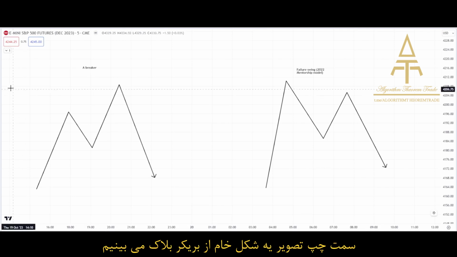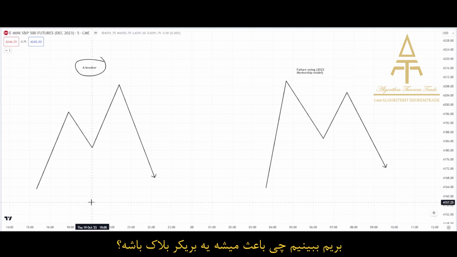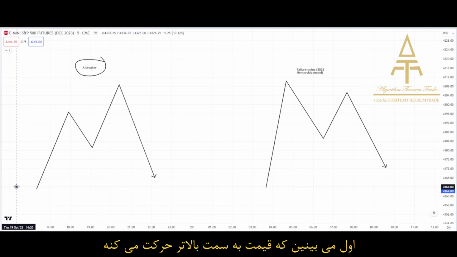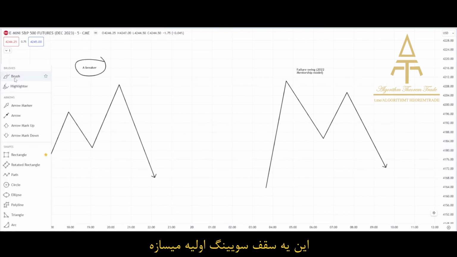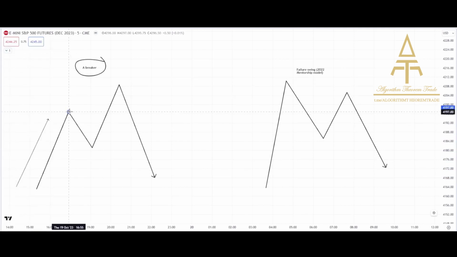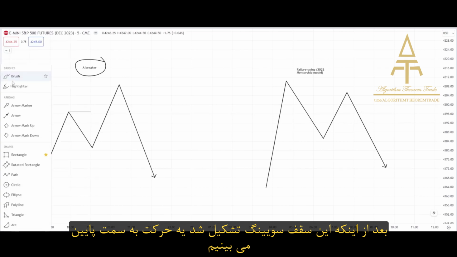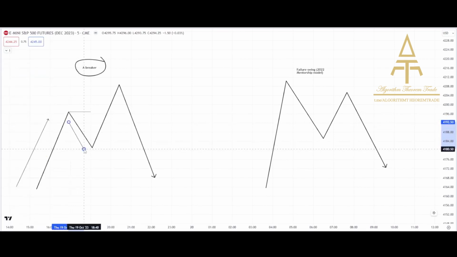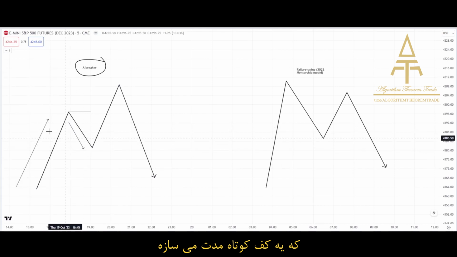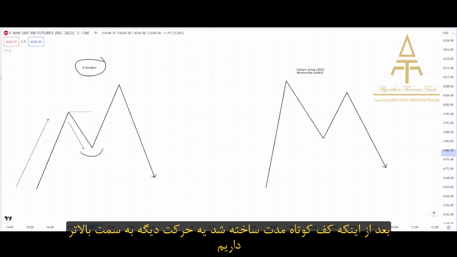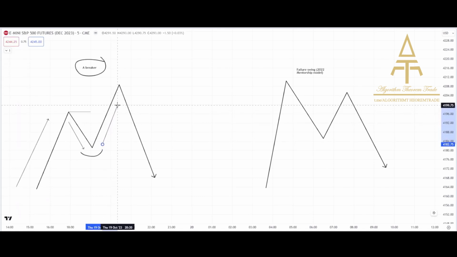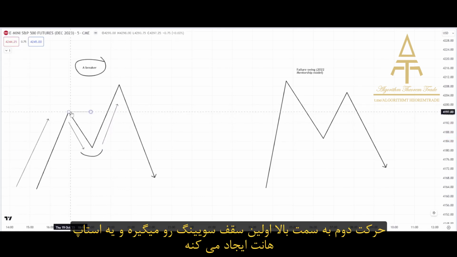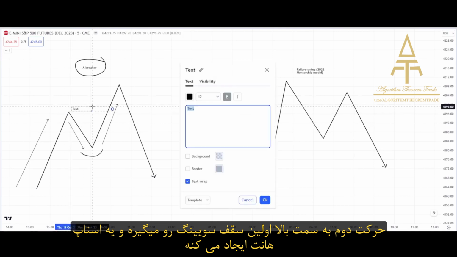On the left side of the screen, you can see a crude depiction of a breaker. Let's walk through what makes this a breaker. First, you can see that price makes a move higher. There is an initial swing high that is created. After that swing high is created, we see a move lower, creating a short-term low. After that short-term low is created, we get another move higher. This second move higher takes out the initial swing high, causing a stop hunt.